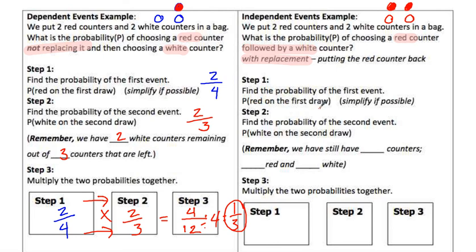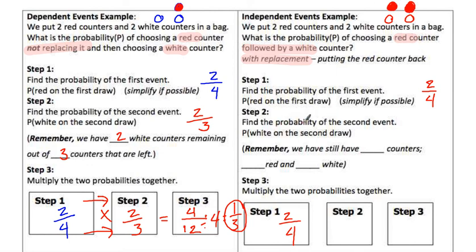Select red on the first draw. There are 2 reds out of 4 total. So there's 2/4 for our first probability. If you want to simplify 2/4 before you solve, that's fine. But I'm just not going to simplify it and leave it and simplify at the end. Then I put the red counter back into the bag. So there's still 2 red counters here.